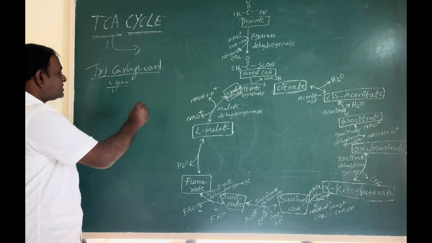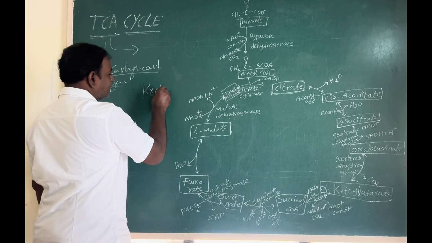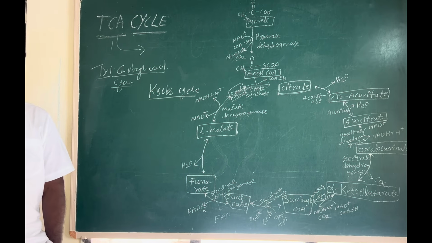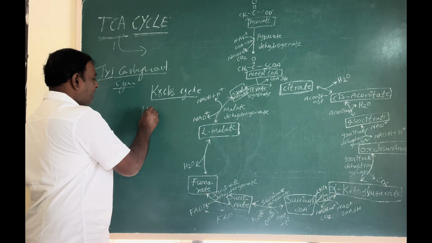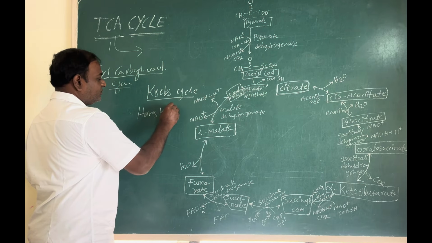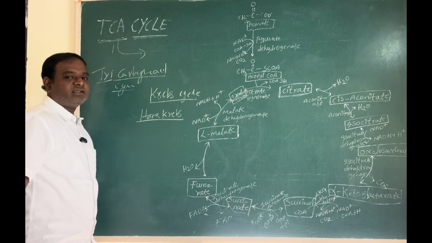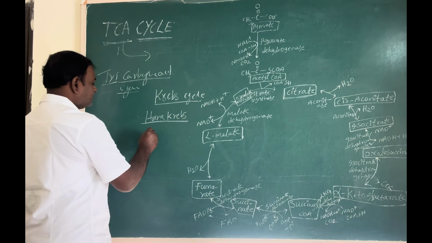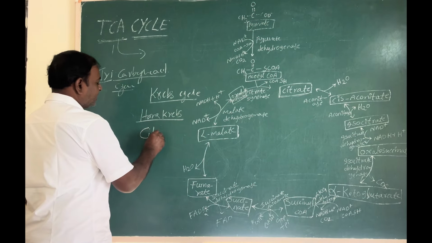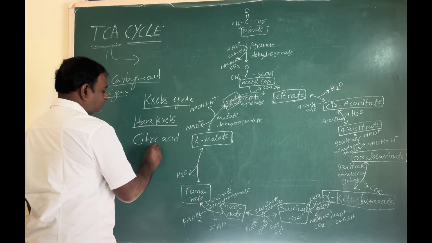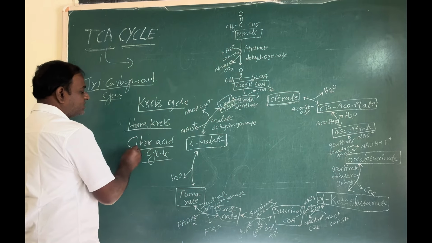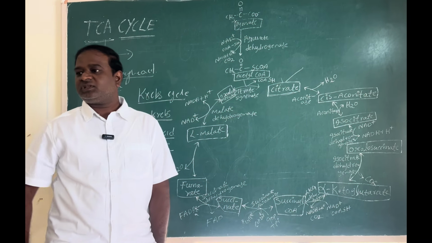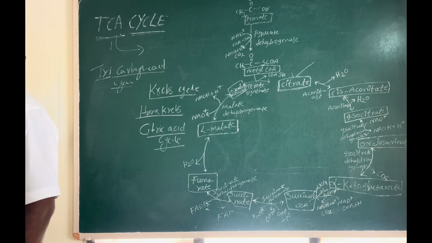It is also called the Krebs cycle. Why? Because it was described by the scientist Hans Krebs. That's why we are calling it the Krebs cycle. And it is also named the citric acid cycle. Why? Because the first intermediate entering into this pathway is citrate. That's why we are calling it the citric acid cycle.